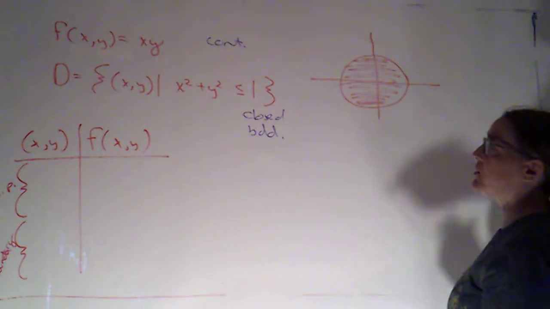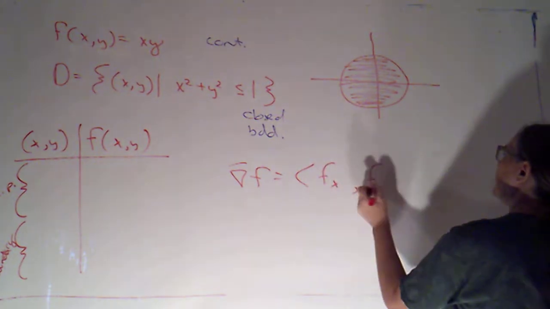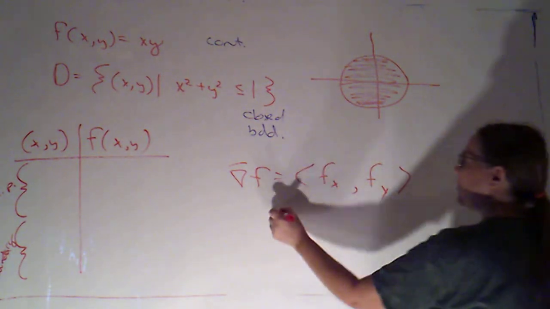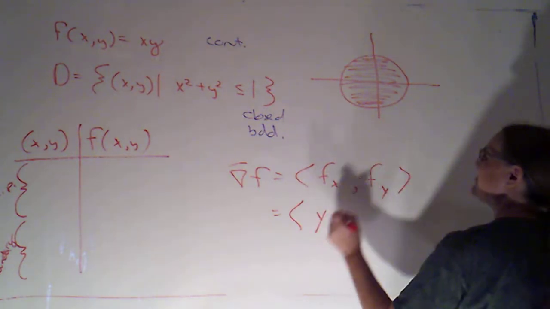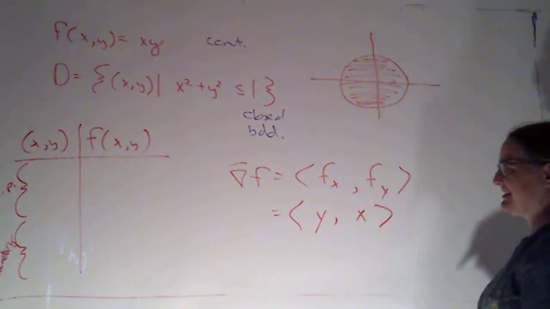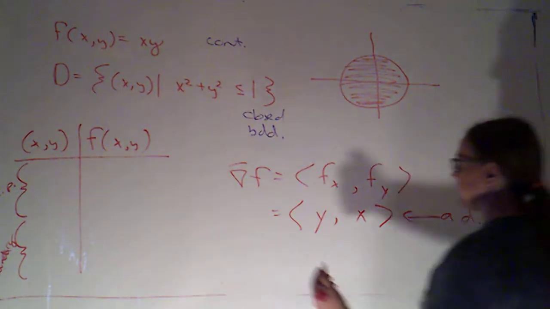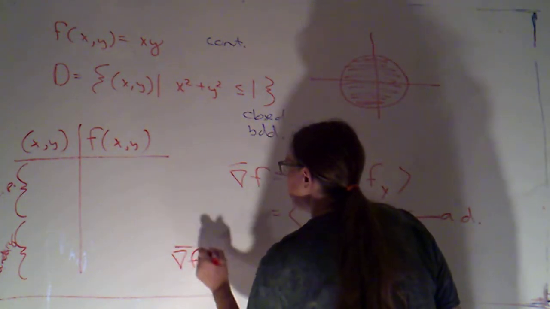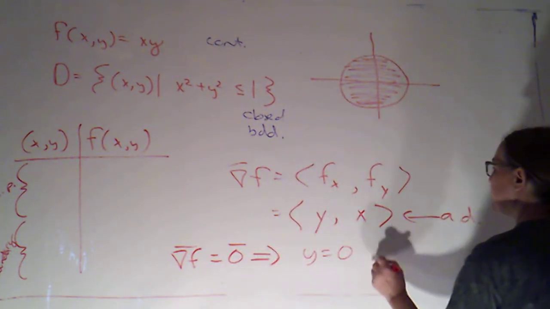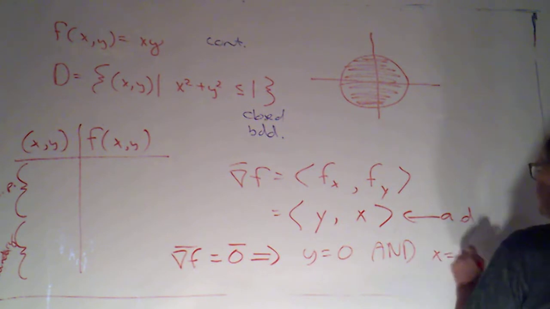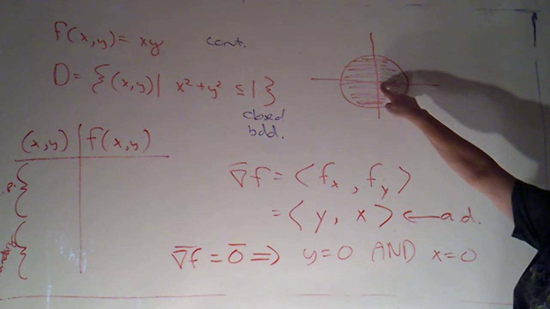Okay, let's find our critical points first. So the gradient of f, that's always just partial of f with respect to x, comma partial with respect to y. In this case, the partial with respect to x is y, and the partial with respect to y is x. That gradient is always defined, so no critical points from an undefined gradient, and the gradient of f will equal the 0 vector if both of these components are 0. So y would have to equal 0, and x would have to equal 0. Well, that gives me the origin, and that is included in that disk.